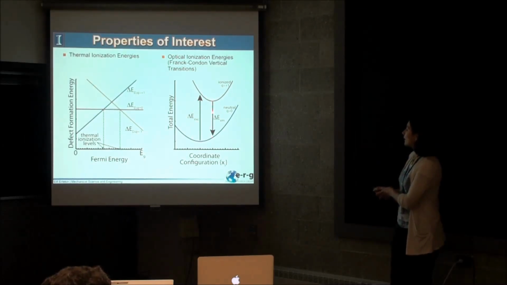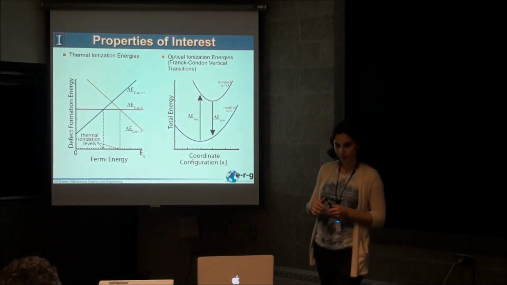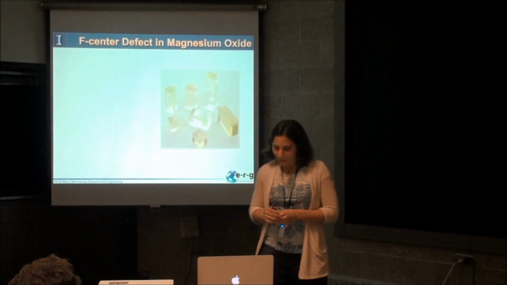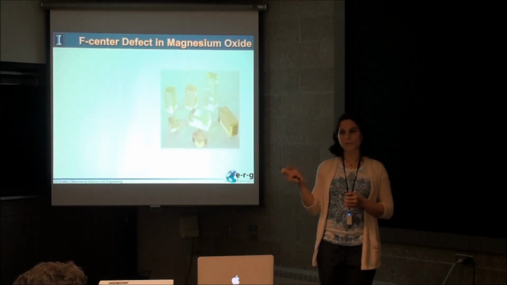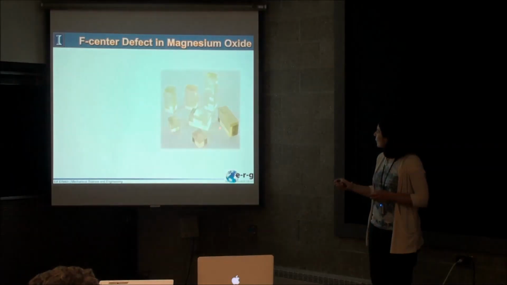Defects can also emit photons, going from an excited state to a less excited state. That's an emission that might take place. So what we were able to do, which was really exciting, was use quantum Monte Carlo methods to predict the thermal and optical ionization energies for this material, magnesium oxide.